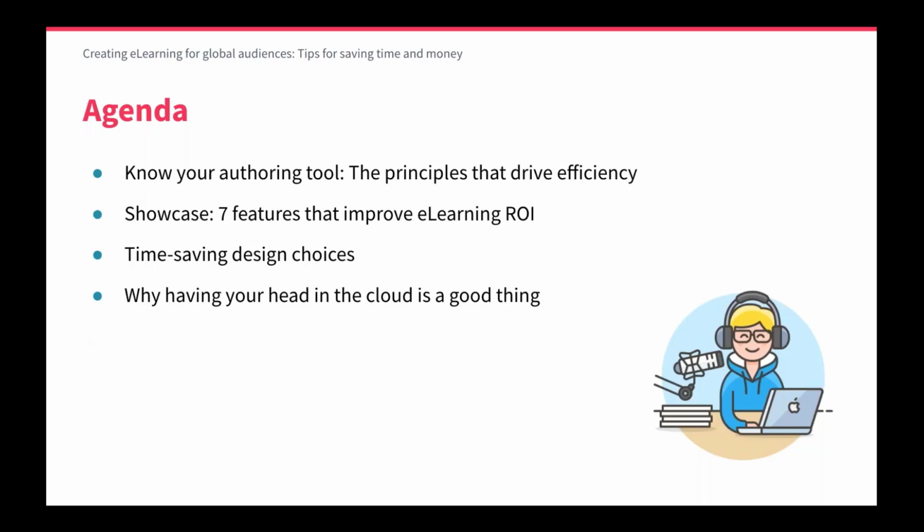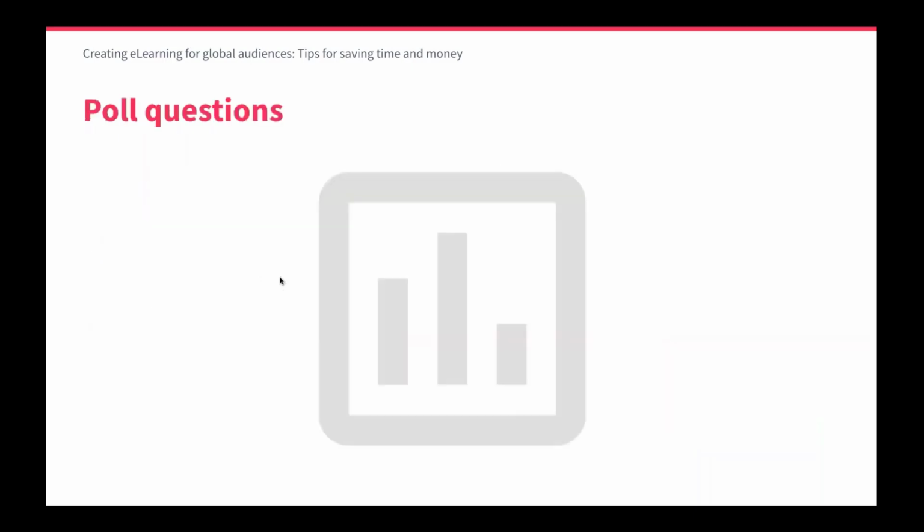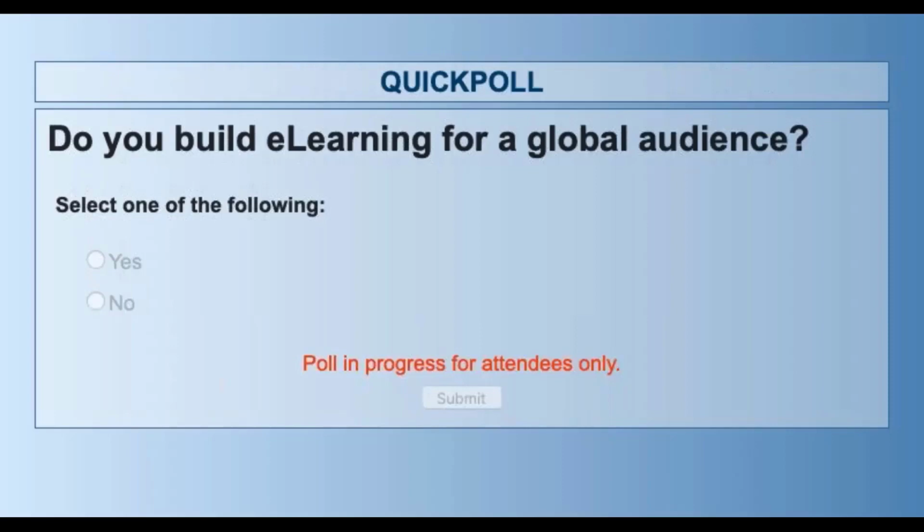So let's start off today's session by starting a quick poll. It should be with you in a few moments. Today we're going to be asking questions around, do you currently build e-learning for a global audience? And also, how confident are you at knowing which features you can use from your current authoring tools to drive maximum efficiency in your programs? So we'll just give everyone a few moments to answer those questions.